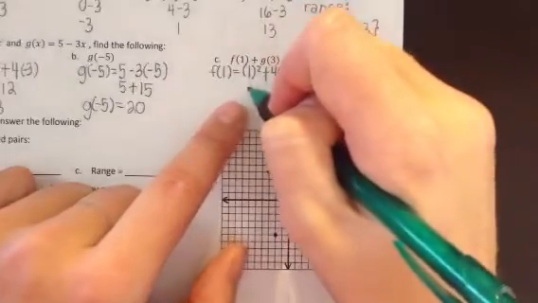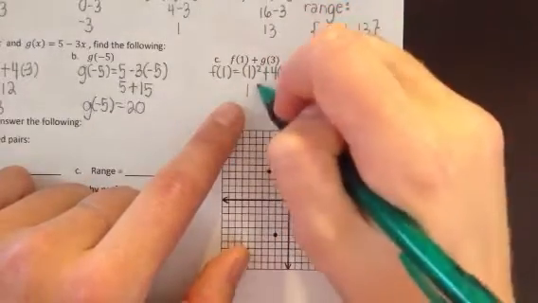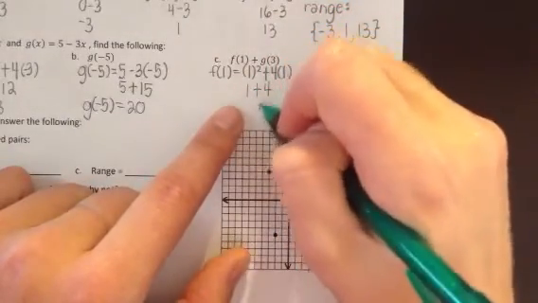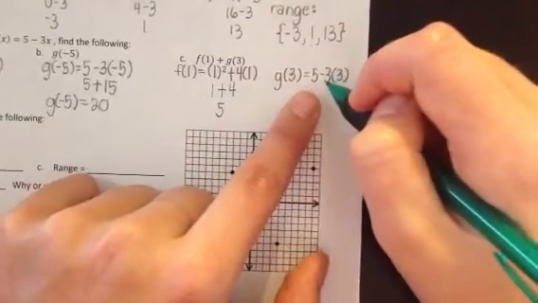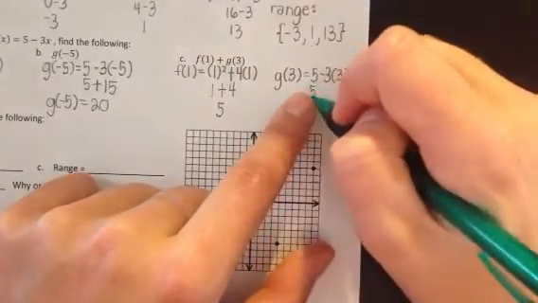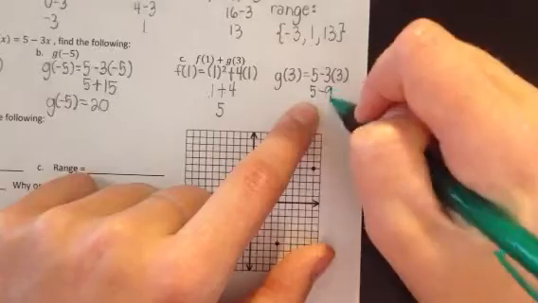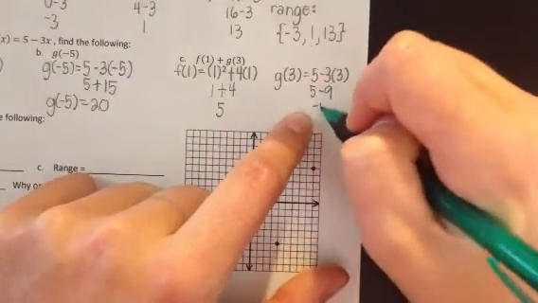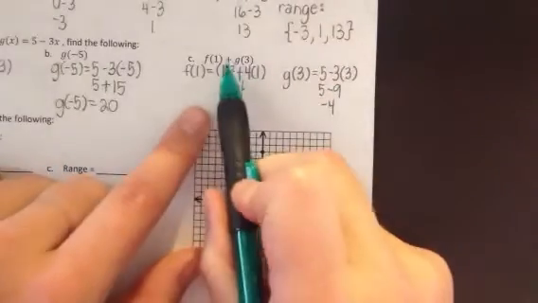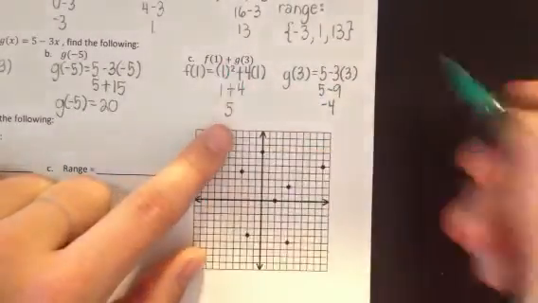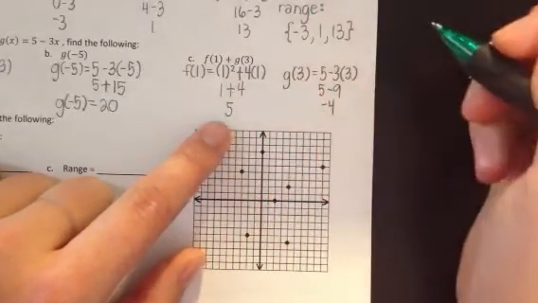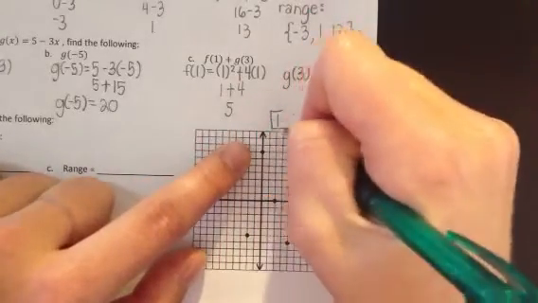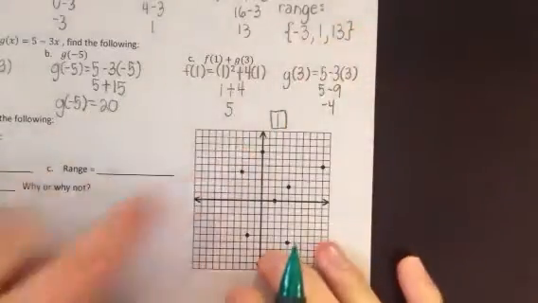So we've got 1 squared is 1, plus 4 times 1 is 4. 1 plus 4 is 5. Then for g of 3, following PEMDAS, we've got to do -3 times 3 first. That would be -9. 5 minus 9 is -4. And since it wants us to add those two things together, that means we'd take 5 plus -4. 5 plus -4 is 1. So our final answer would be 1 on that one.